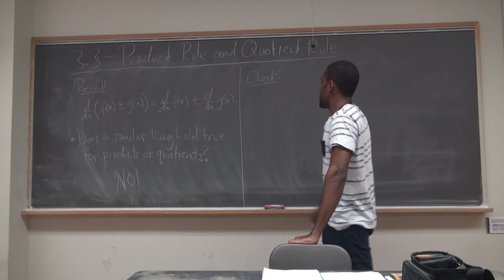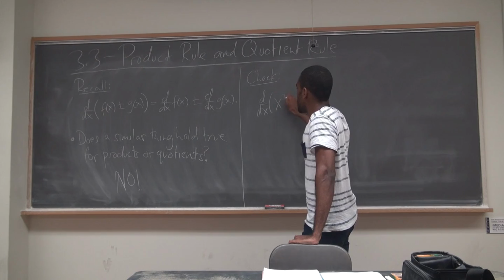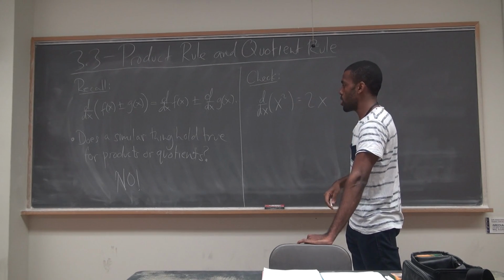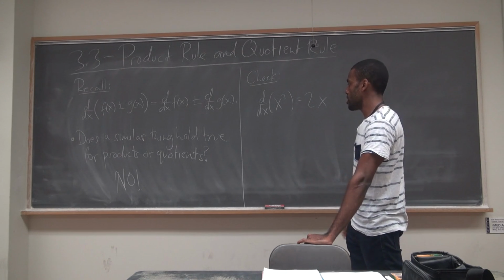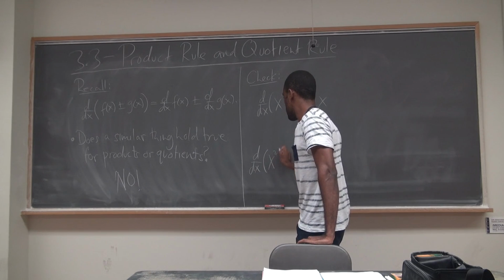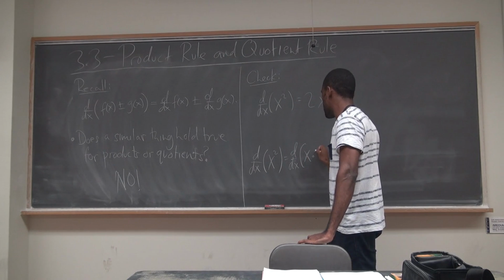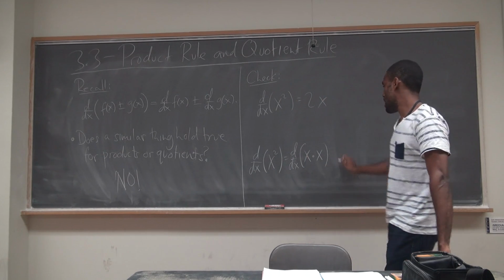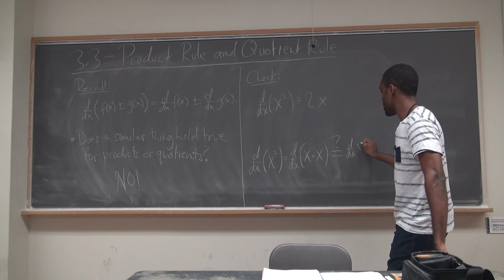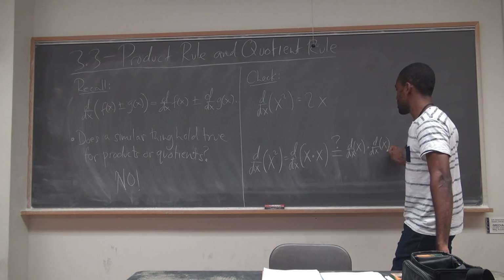So for example, if I ask you to find the derivative of x squared, what is the answer? 2x. Okay, so I know that answer based on the power rule. But what if I did it another way? What if I asked you to find the derivative of x squared by first thinking of it as a product? Let's say x times x. And I ask you, is this the same as saying the derivative of x times the derivative of x?